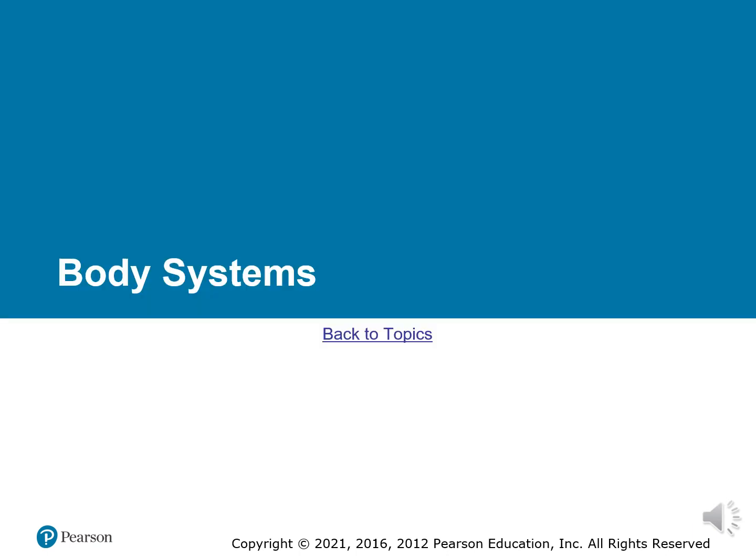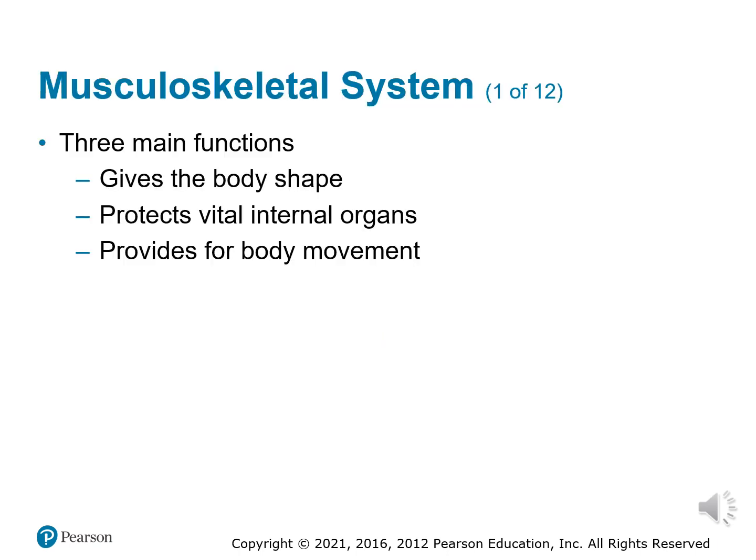All right, let's talk about the body systems in this section. Let's start off with the musculoskeletal system. There's three main functions. One, it gives the body shape. Two, it protects the internal vital organs, and three, it provides for your body to move.